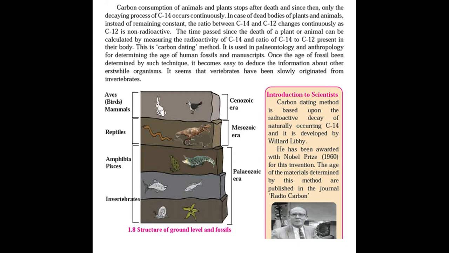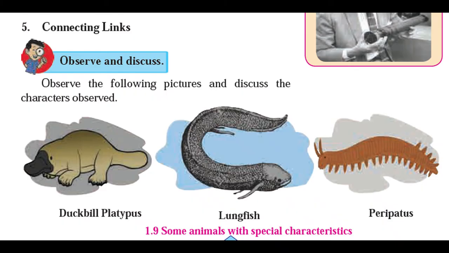Let's study a little bit about the scientist in relation to carbon dating. This method is based on the radioactive decay of carbon 14, and this was developed by Willard Libby, and he received Nobel Prize in 1960 for this invention. The age of the materials determined by this method are published in the journal Radiocarbon. So very important discovery in evolution.